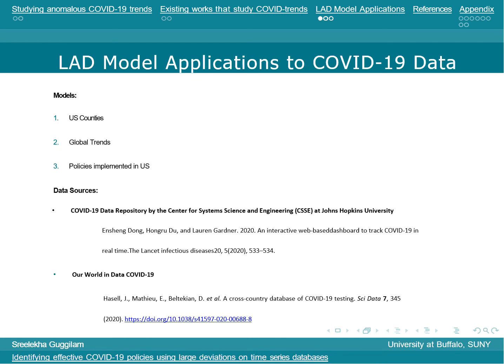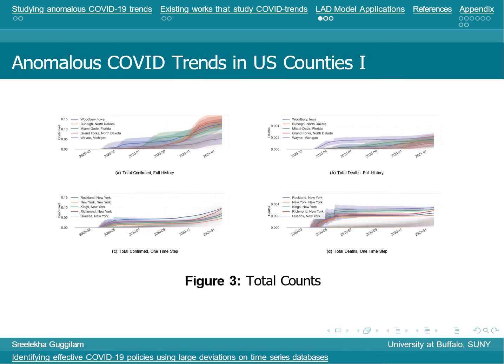In this section, we'll look at anomalous COVID trends in US counties and across various countries globally, as well as study the impact of different policy changes in the US. The data sources are listed here. To study anomalous COVID trends in US counties, multiple settings were tested. Here we only present the results based on complete time series history versus considering only the instantaneous time step. For evaluation, total confirmed counts and death counts were collectively studied.